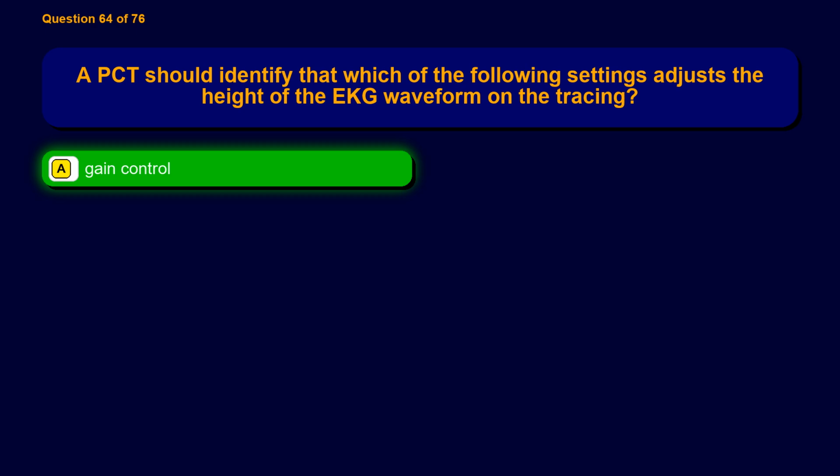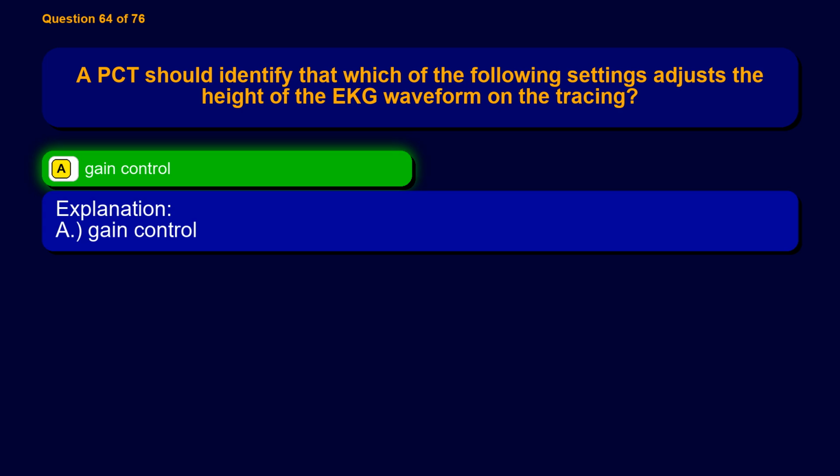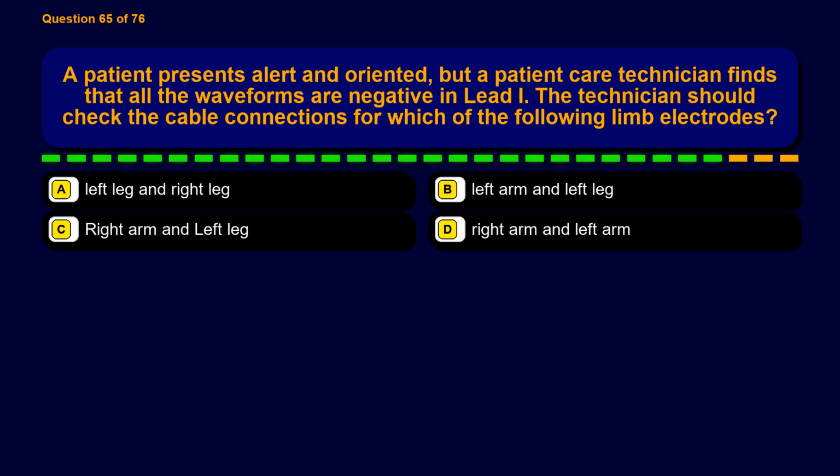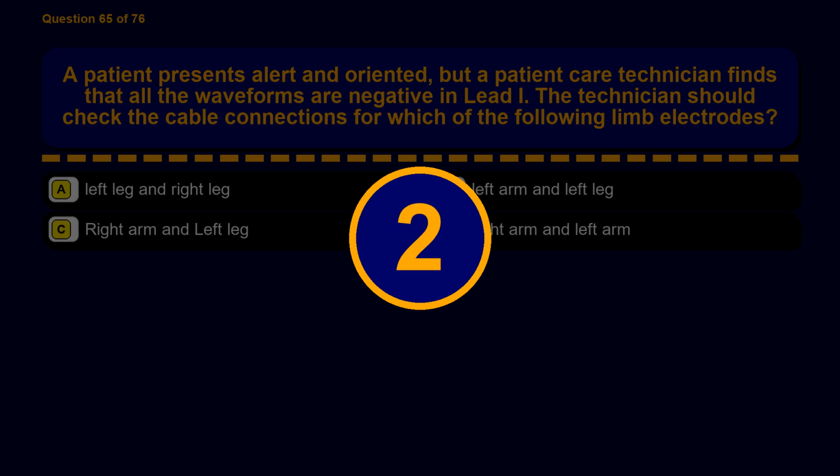The correct answer is option A, gain control. Question 65. A patient presents alert and oriented, but a patient care technician finds that all the waveforms are negative in lead I. The technician should check the cable connections for which of the following limb electrodes? Option A, left leg and right leg. Option B, left arm and left leg. Option C, right arm and left leg. Option D, right arm and left arm.